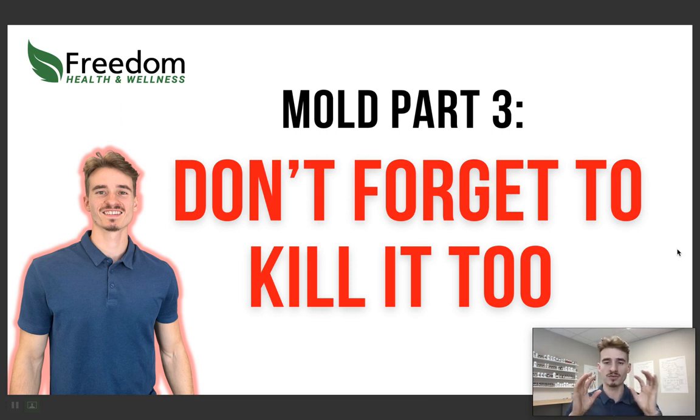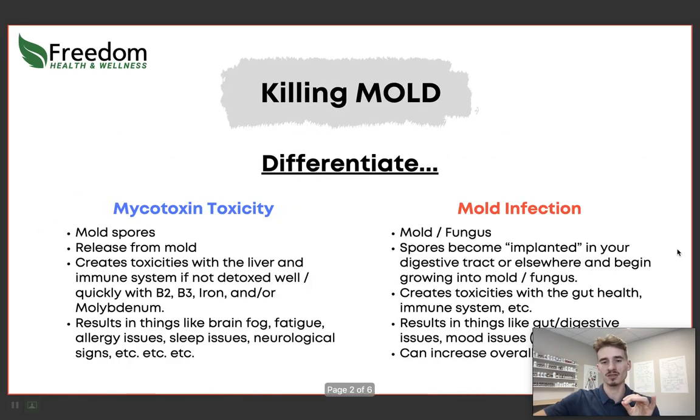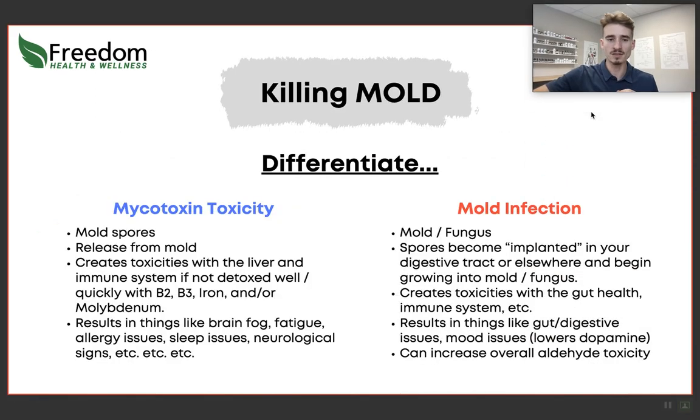Now, I'm going to differentiate mold part 2 and 3 here today, and differentiating that's really important. So we have two different issues with mold that we need to make sure we talk about. Number one, we have mycotoxin toxicity. Okay, these are going to be the mold spores. These are released from mold, and essentially they create toxicities with the liver, the immune system, and so forth if they're not detoxed well.